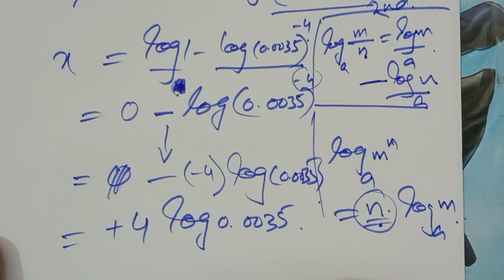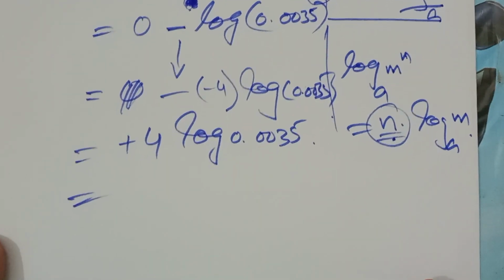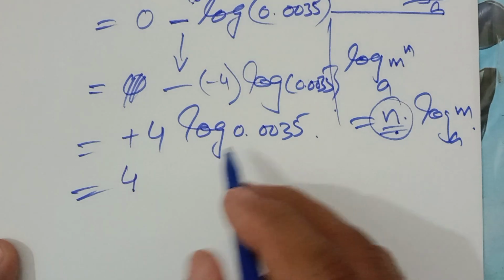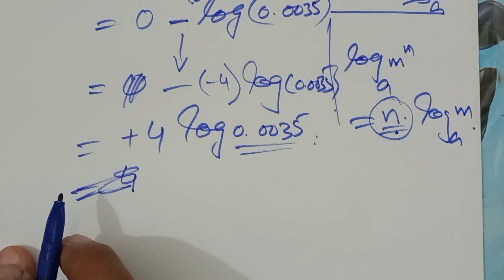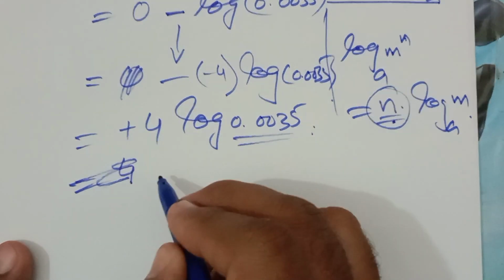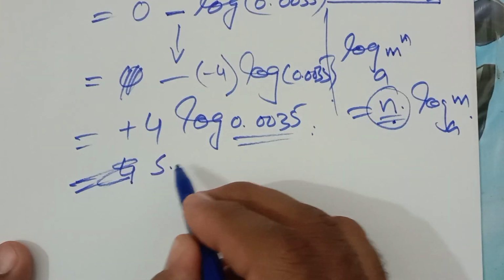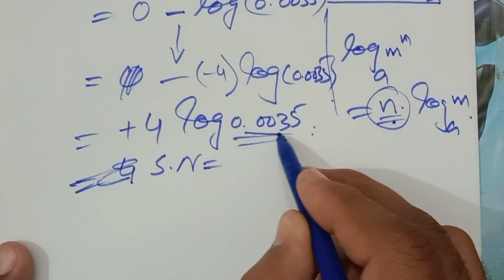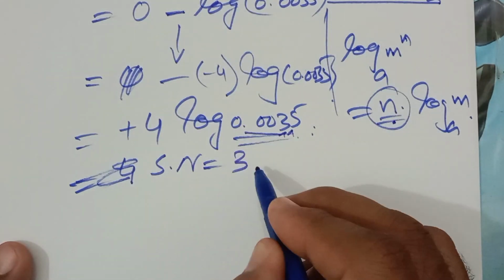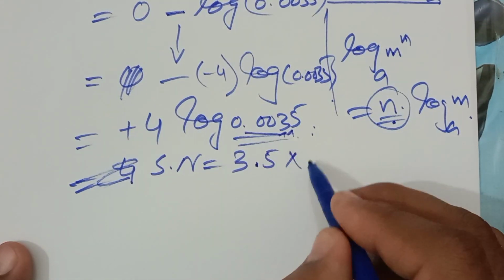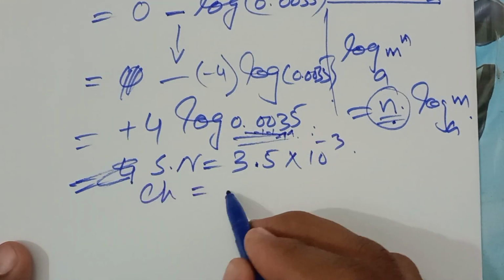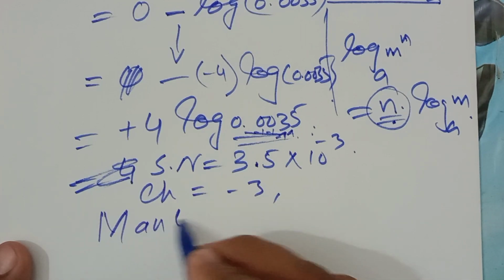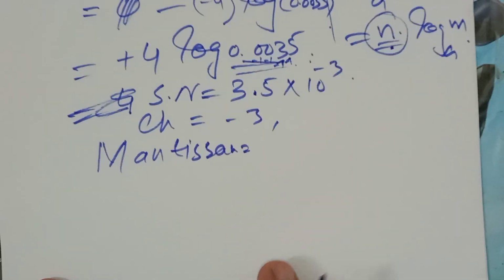If you want to solve it further, we can solve it here for the unknown value of x, so 4 times log, and find the value of the log. For the log, first of all we have to write the given number in scientific notation. In scientific notation, from the left we take the first non-zero digit, 3, and put a decimal point after it, corresponding to a power of negative 3. So the characteristic is negative 3, and the mantissa we have to find.